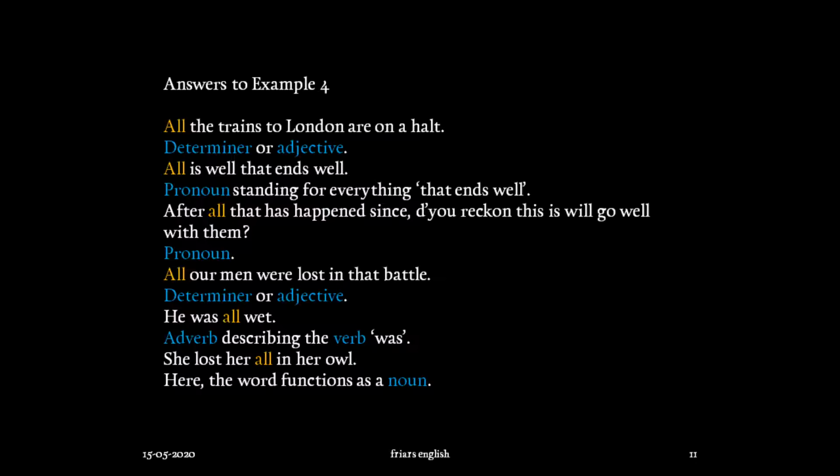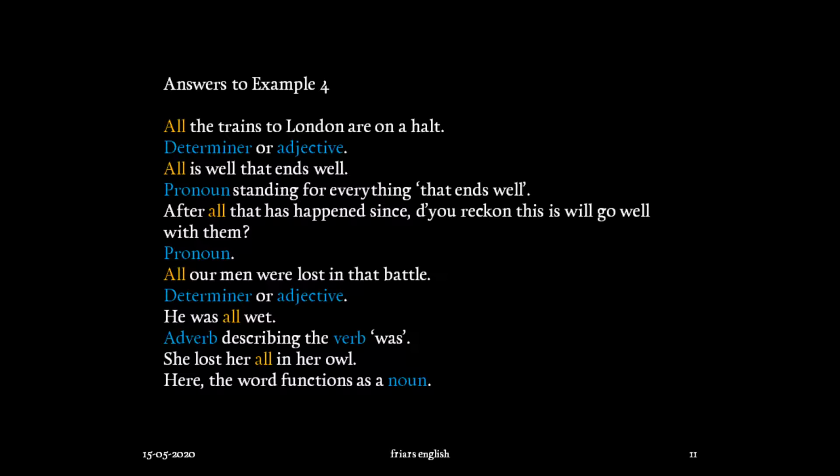All is well that ends well. Now, pronouns stand for nouns. Therefore, all here has the capacity of a pronoun. And the clause that ends well tells you what is exactly meant by all here. After all that's happened since, do you reckon this will go well with them? Now this use is similar to the previous one, and all here, standing for some things that have happened, is a pronoun.